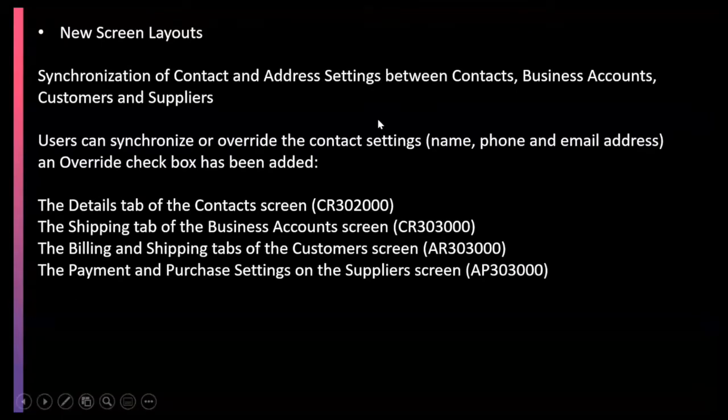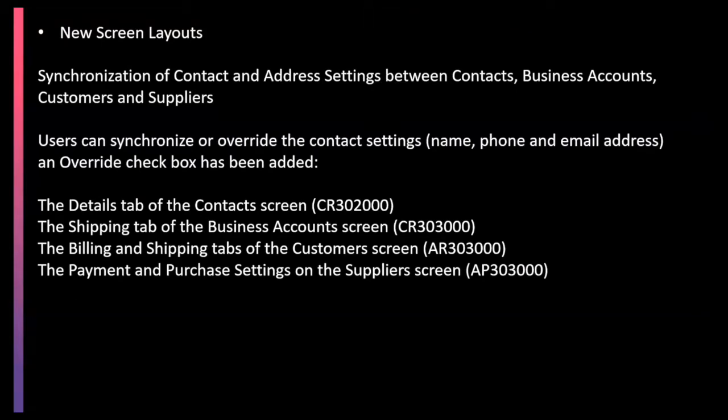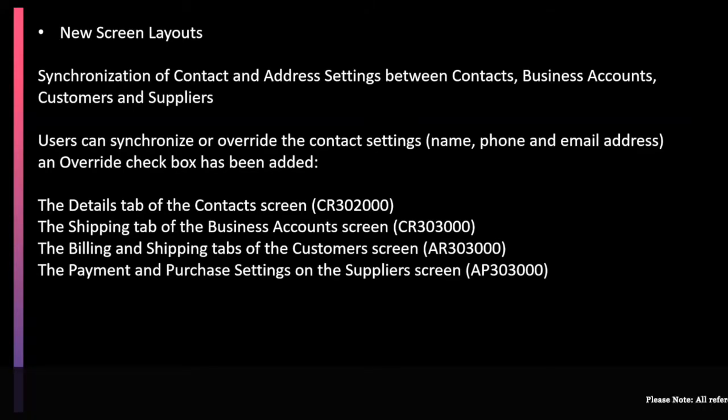Synchronization of contacts and address settings between contacts, business account, customers, and suppliers. The user can now synchronize or override the contact settings. That is the basic information, which is name, phone number, email address, etc. An override checkbox has been added to the screens: the detail tab of the contact screen, the shipping tab of the account screen, the billing and shipping tab of the customer screen, and the payment and purchase setting on the supplier screen.